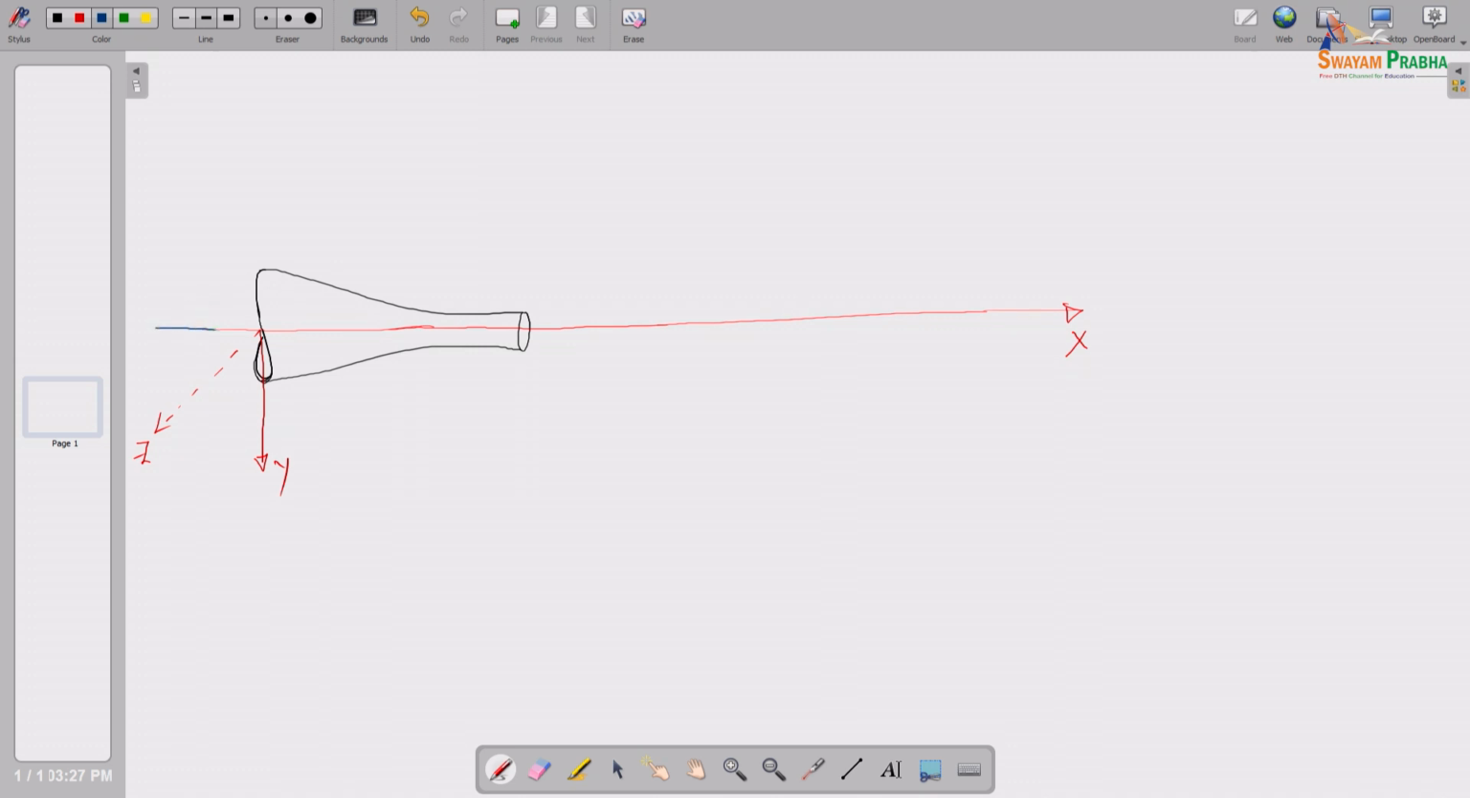This is the flow which comes in, and if I decompose the velocity in the three directions that I have, the components will be something like this. This is your u, this is your v, to give it a slightly different notation, and this is your w. These are the three velocity components. This of course is a nozzle.